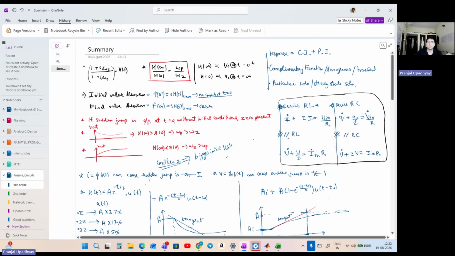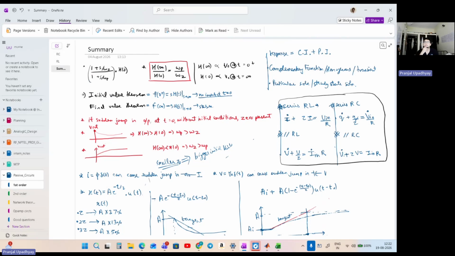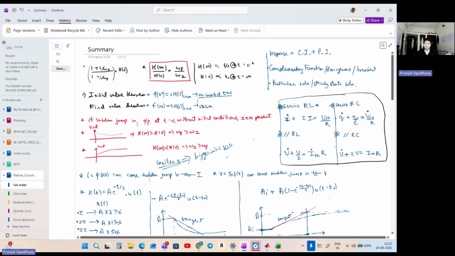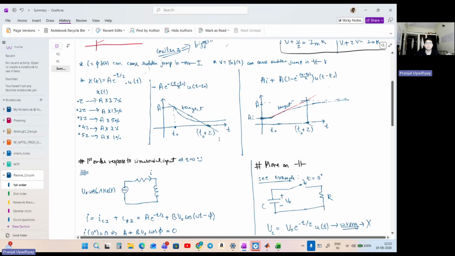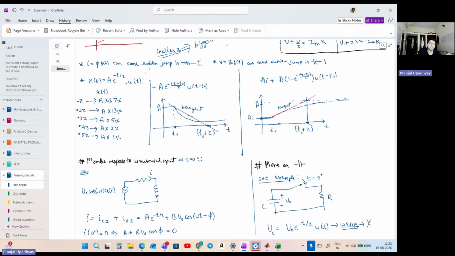Now that we have discussed this point, here I have just sketched some basic differential equations for series RL and series RC. These are quite easy to obtain, so not a big deal. Then here I have written that impulse current can cause a sudden jump in inductor current, and impulse voltage can cause a sudden jump in capacitor voltage. Again, it's not something out of the world that I've written.